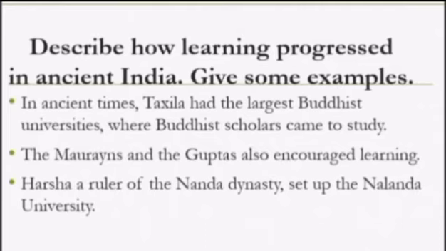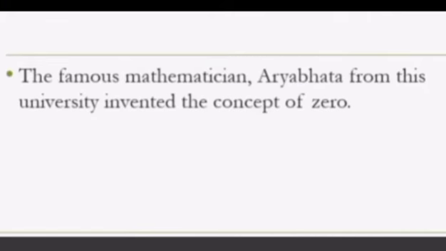Our question number 5 is, describe how learning progressed in ancient India. Give some examples. In ancient times, Taxila had the largest Buddhist universities where Buddhist scholars came to study. The Mauryas and the Guptas also encouraged learning. Then Harsha, a ruler of the Nanda dynasty, set up the Nalanda University. Students, the famous mathematician Aryabhatta from the university invented the concept of zero. So these were all the learning developments in ancient India.